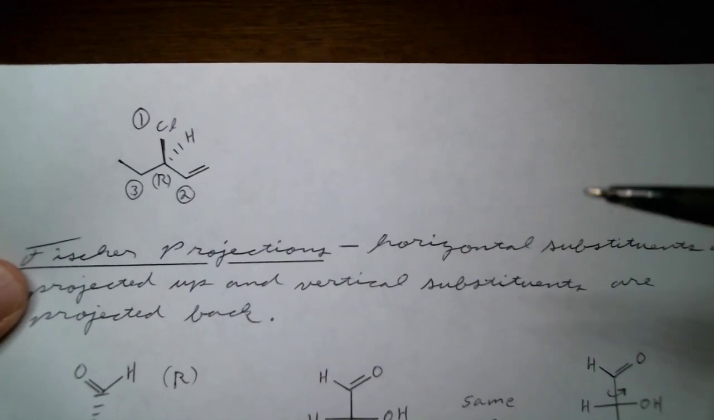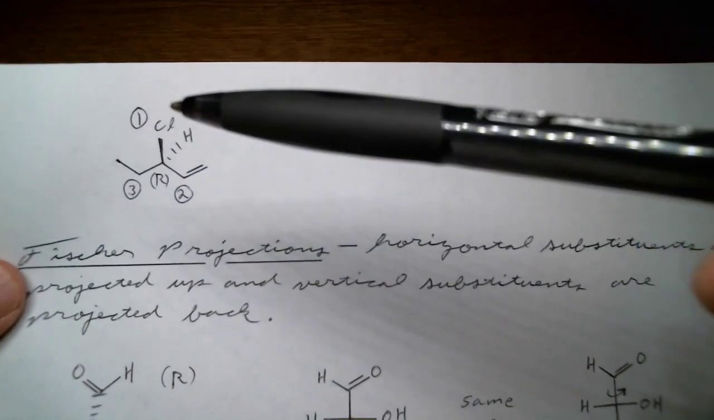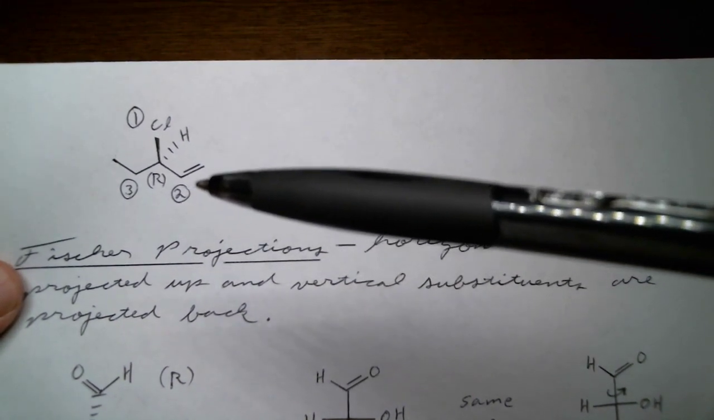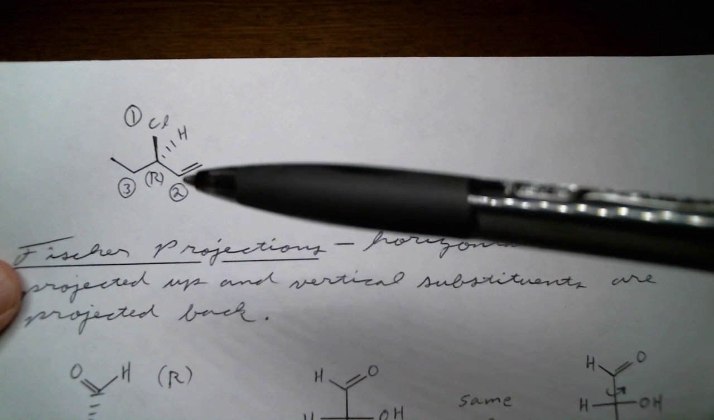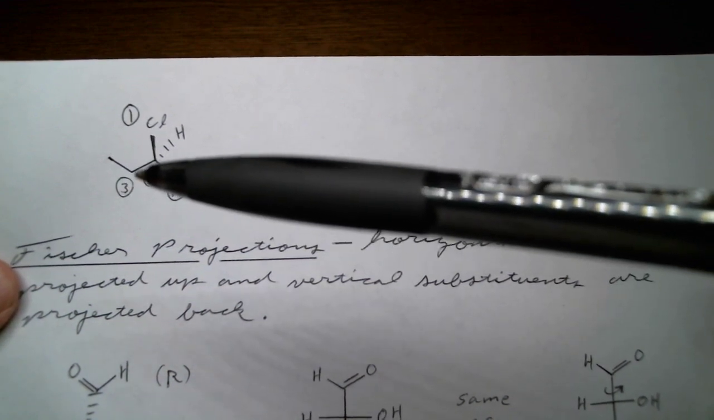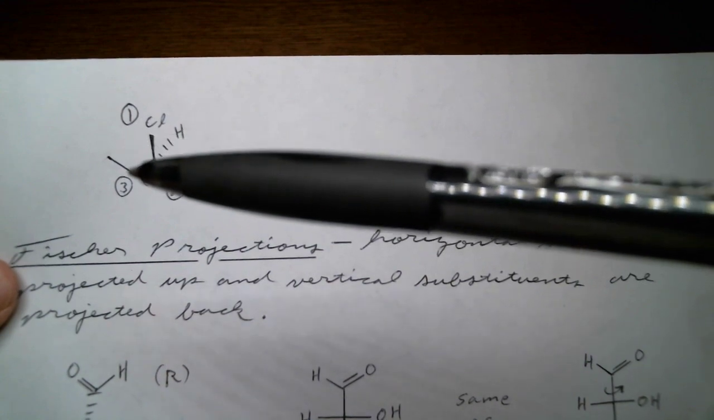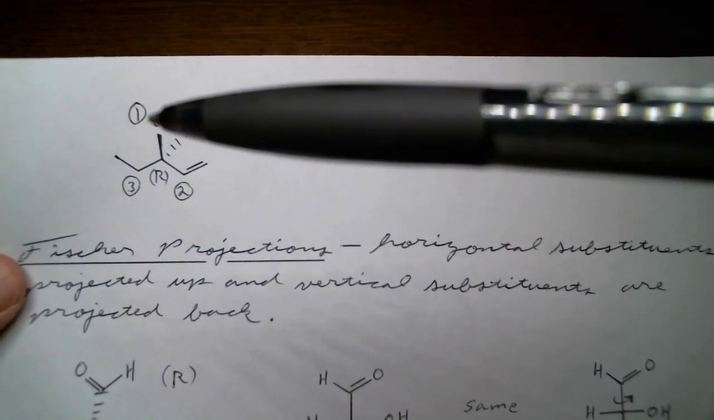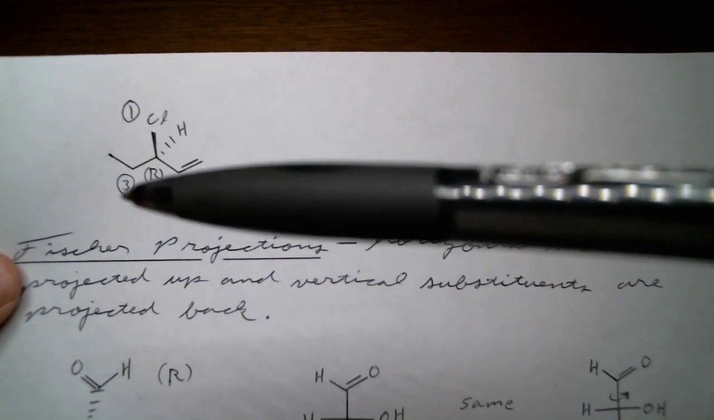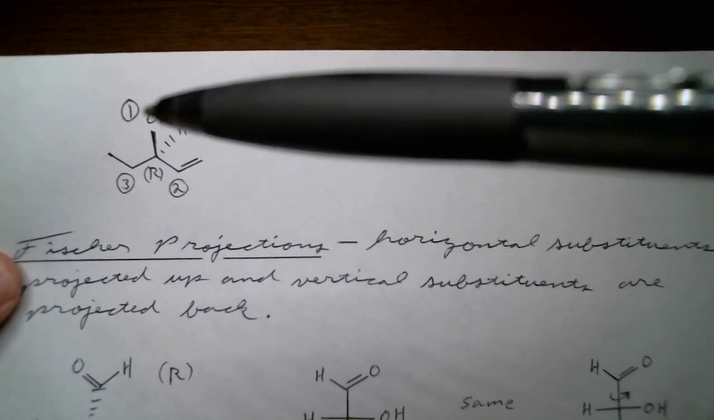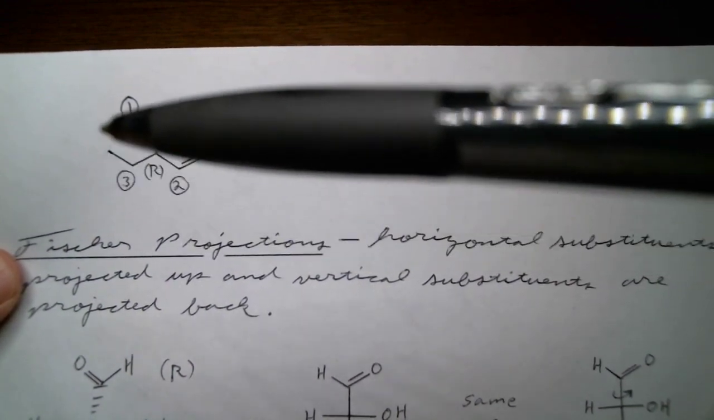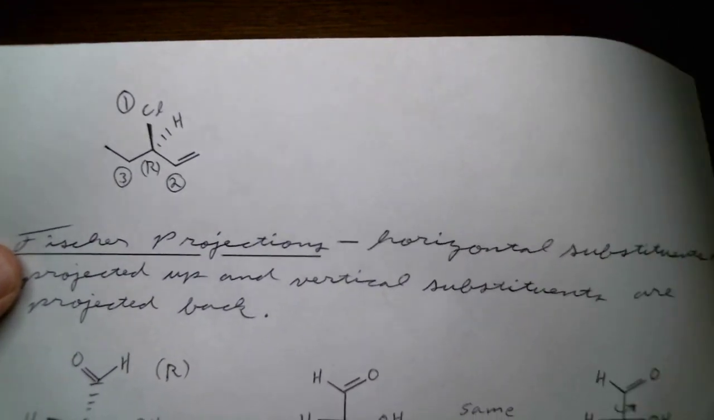So here we have chlorine. Chlorine's our highest priority. Hydrogen's our lowest priority. It's already in the back. This carbon is treated as a carbon bonded to 2 other carbons and a hydrogen, whereas this carbon is treated as a carbon bonded to 1 other carbon and 2 hydrogens. So that's why this arm gets second priority and this carbon gets third priority. And so connecting 1 to 2 to 3, we're going clockwise, so that's an R stereocenter.